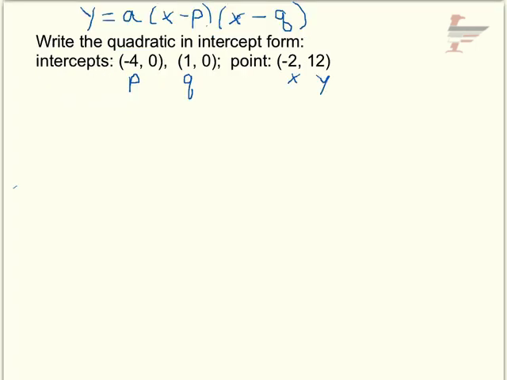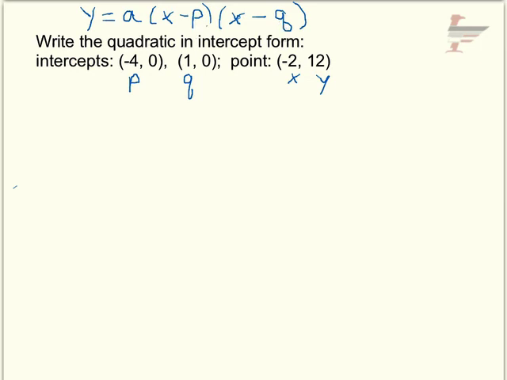Alright, the last one, of course, is writing the quadratic in intercept form. So I have intercept form written above, which again, you have to have memorized. You're given two intercepts, so clearly your p and your q. And then, of course, your random point, which is an x and a y. So again, I know the x and the y, I know p and q. You're always trying to find a.